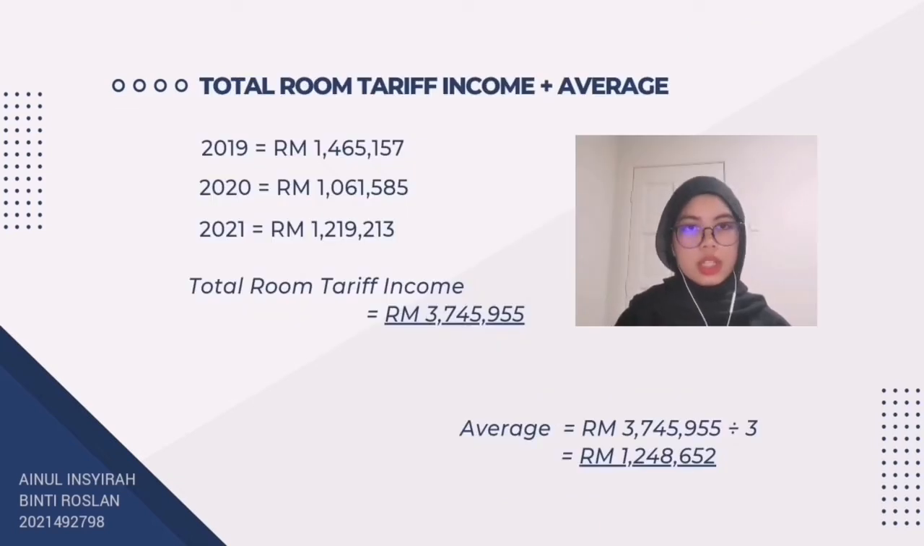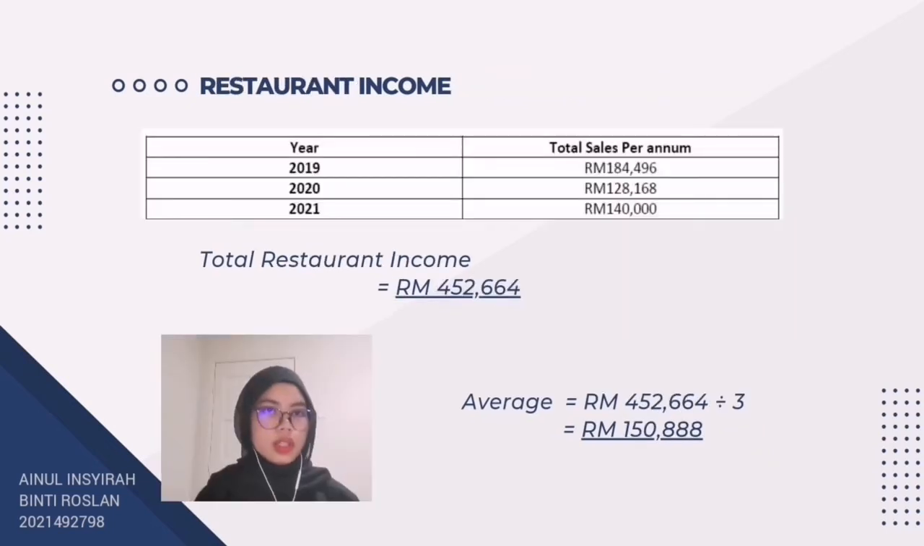As we already calculated the total room tariff income for all the 3 years, we can total them out and get 3,745,955 ringgit. However, in order to calculate the income for our subject property, we have to use the average. So therefore, the total amount that we got, we have to divide it by 3 because we are using 3 years. So therefore, the final income for room tariff will be 1,248,652 ringgit Malaysia. So that is all for room tariff.